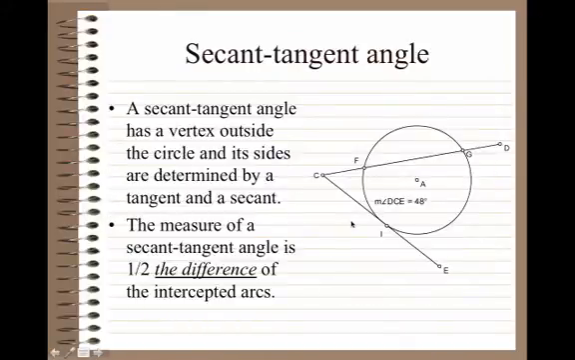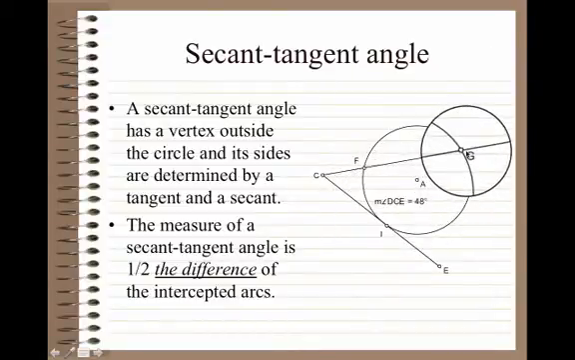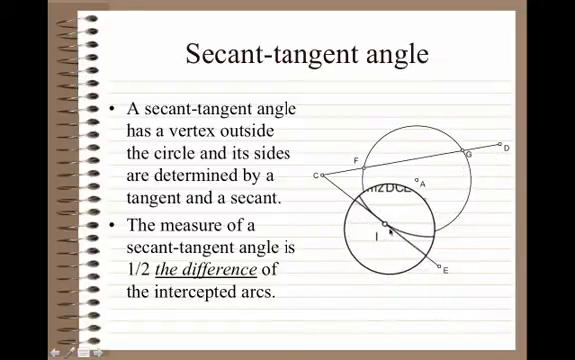Now, secant-tangent angles are made up of a secant again, like CG, and a tangent, like CI. Once again, since the vertex is outside the circle, the formula for finding its measure will be 1/2 the difference of the intercepted arcs. So we'll take 1/2 of arc FI subtracted from arc GI.